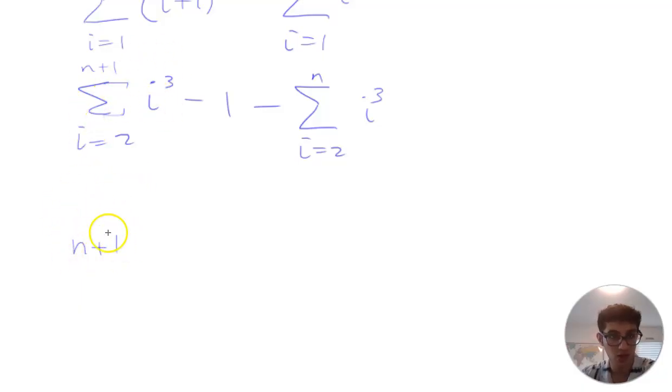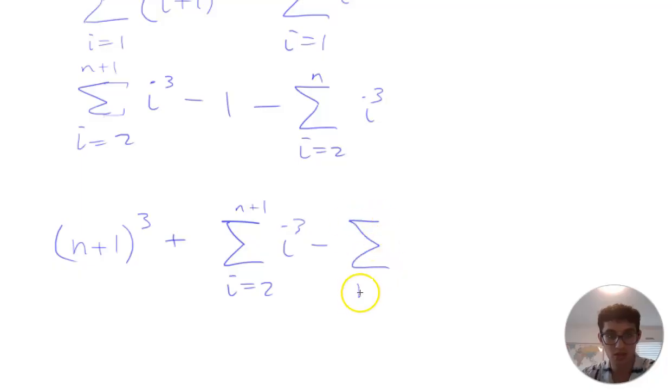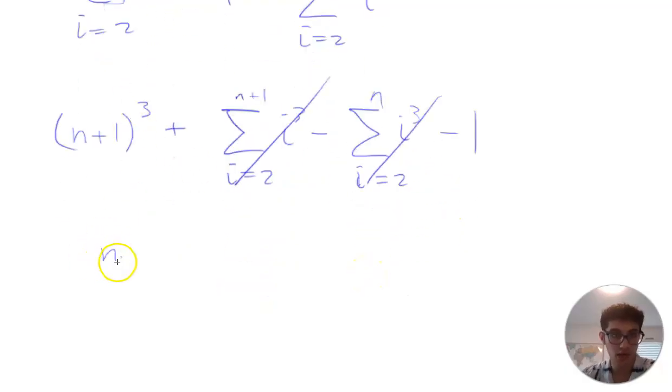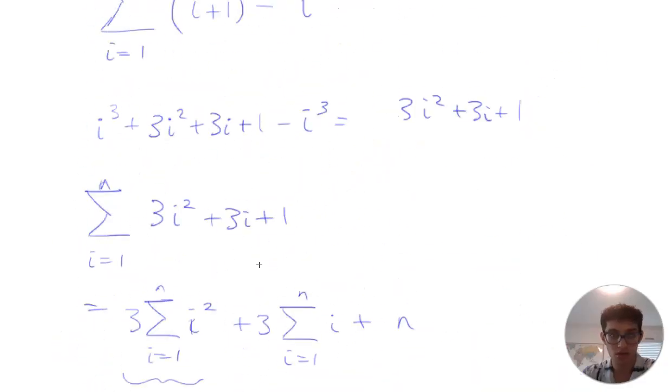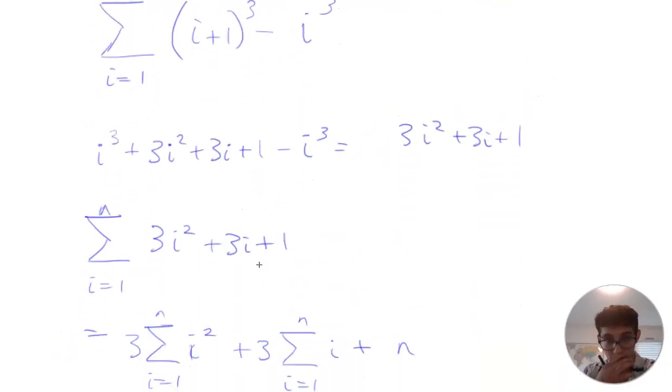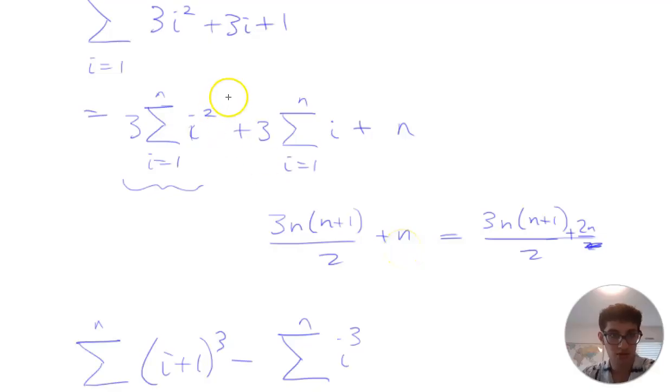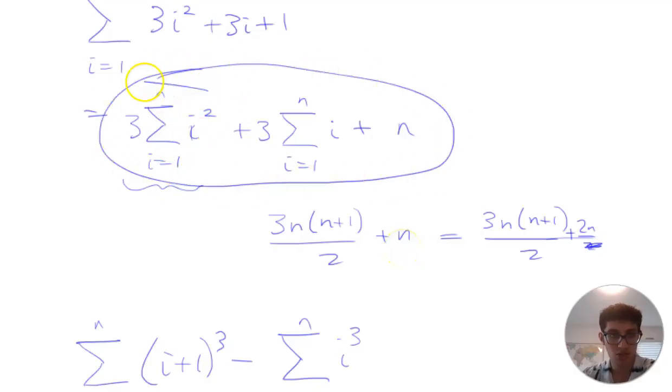Now we get n plus 1 cubed, and then we have just what we want, i equals 2 to n plus 1 of i cubed minus the exact same thing. And then minus 1, and these cancel out. And so now we've got n plus 1 cubed minus 1 is equal to, go up and see what we had. This is going to be equal to this over here. So you just want to isolate and solve for this, and you'll get the final answer like that.